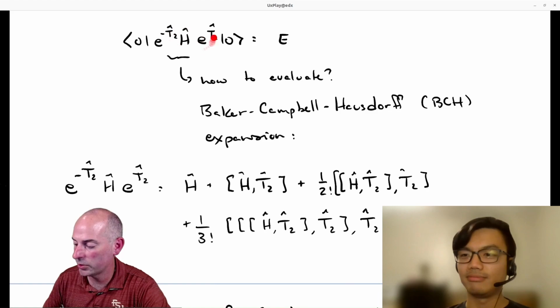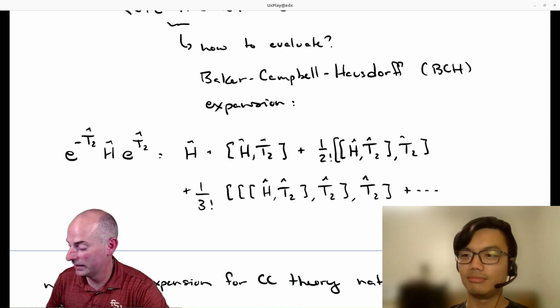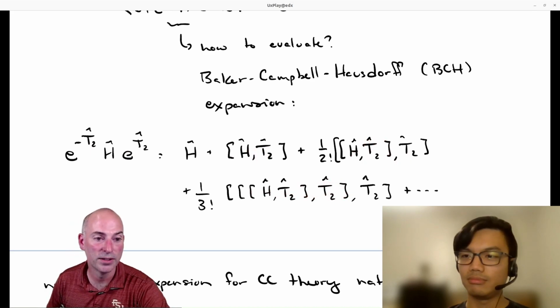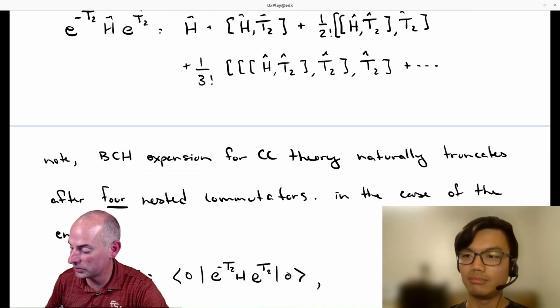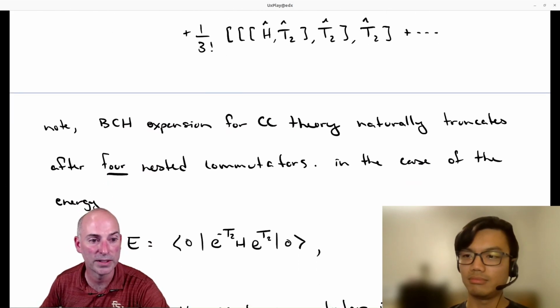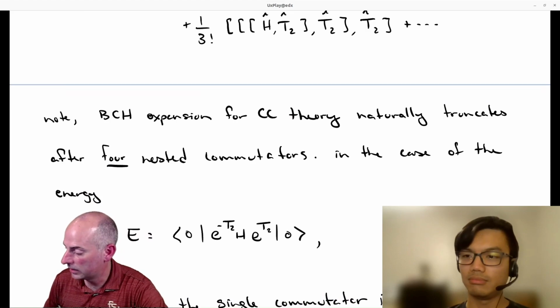The question now is how you evaluate something crazy looking like this. And the answer is to introduce this BCH expansion, which makes things look even crazier, where this similarity transformed Hamiltonian can be written as the Hamiltonian plus commutators, a single commutator, a double commutator, a triple commutator, a quadruple commutator, and so forth. That doesn't seem like it would be very useful, but it's hugely useful because the BCH expansion stops at 4 commutators in coupled cluster theory. Well, if you're trying to evaluate the energy, the wave function. Okay, naturally truncates at 4 nested commutators.